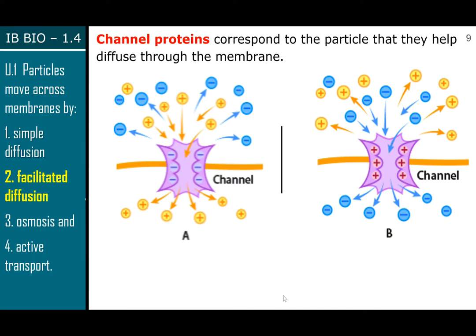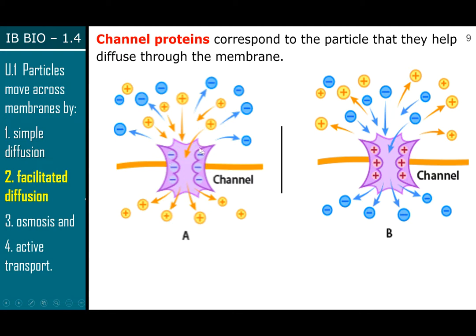Channel proteins correspond to the specific particle that they help diffuse through the membrane. So, remember, in biology, your form is your function, your shape is your job. So these proteins, which remember, proteins are composed of amino acids. You put chains of amino acids together, which form peptides. Those peptides twist and bend to form two-dimensional and three-dimensional conformation, or their three-dimensional shape, right? They kind of turn into like this slinky.